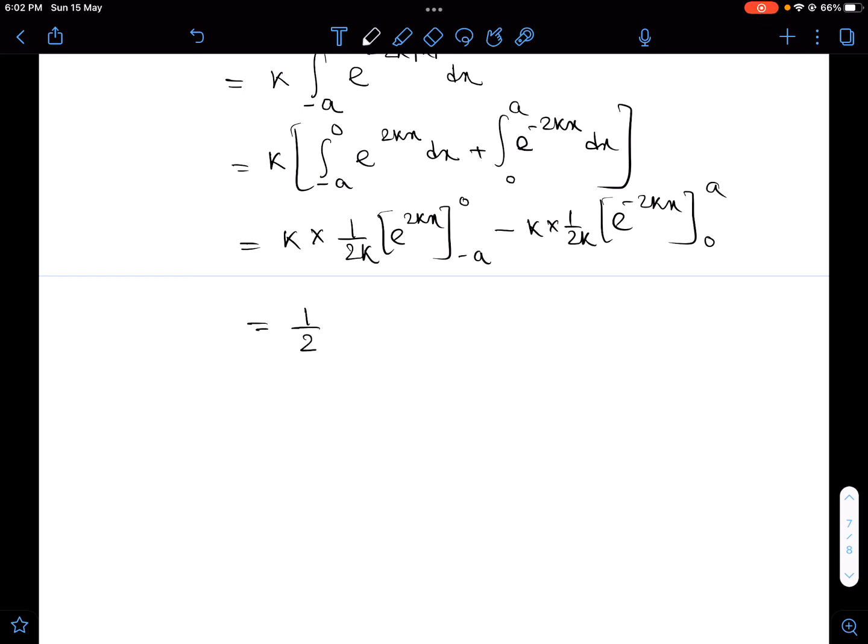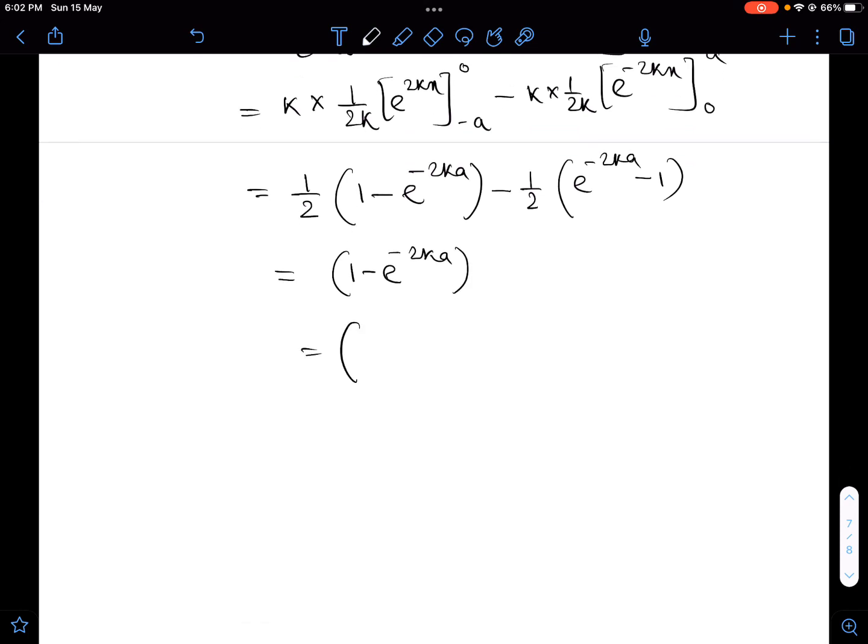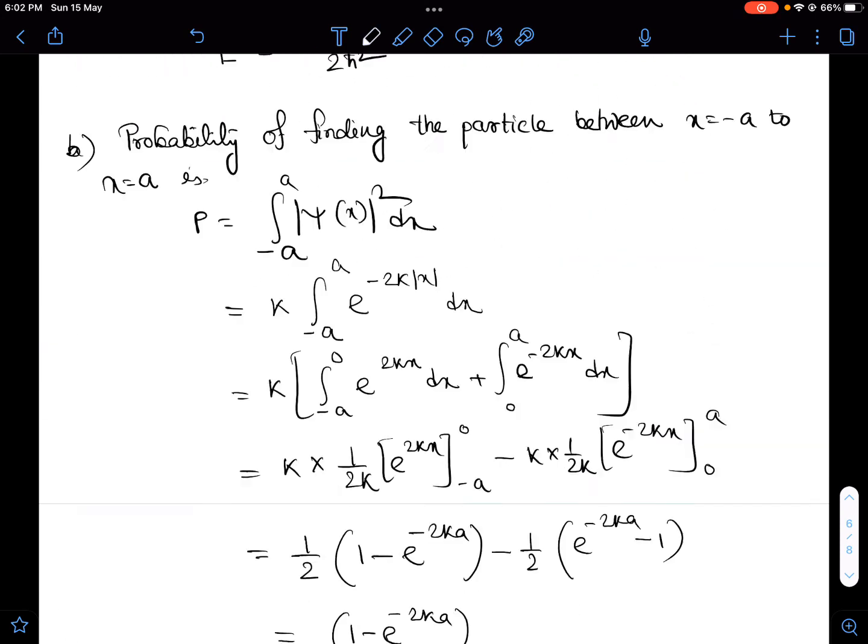So the first term will give us half of 0 minus e to the power minus 2k a, and the second term will give us half of e to the power minus 2k a minus 1. So we will get 1 minus e to the power minus 2ka. Let us put the value of k: 1 minus e to the power minus 2m V0 a by h cut squared. So that is the probability of finding the particle between x equal to minus a and x equal to plus a. So let us now move to the third question.